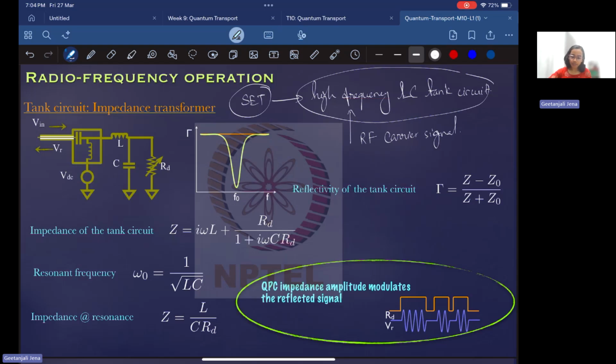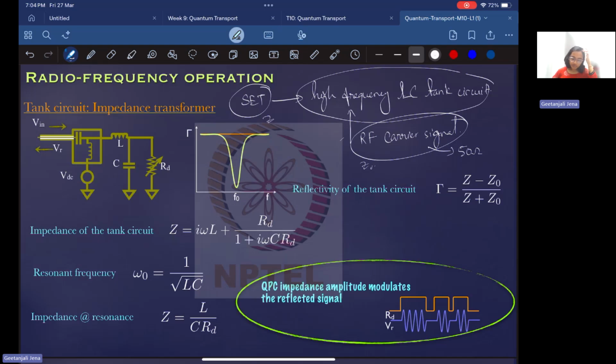And because of that, this RF carrier signal, we pass it through a 50 ohm transmission line. So this frequency will now pass through this transmission line, and it can interact with the SET. And depending on the impedance of this SET, and also this transmission line, we'll see reflected power and a reflected peak.